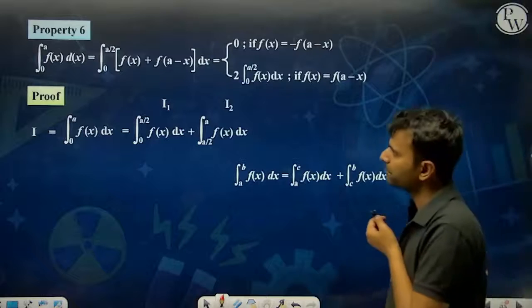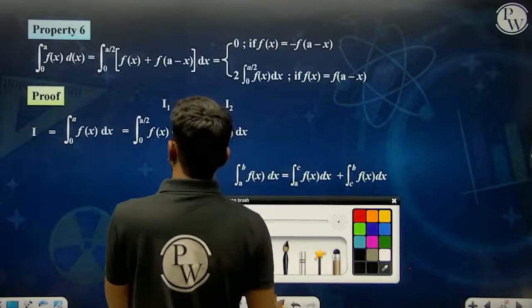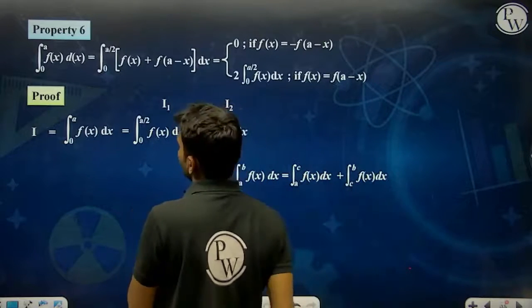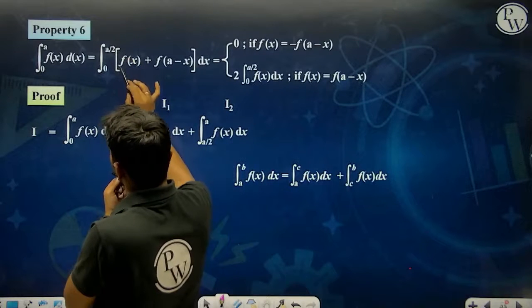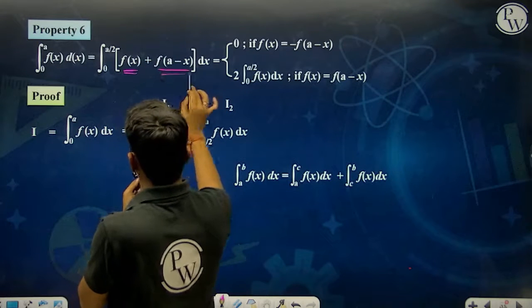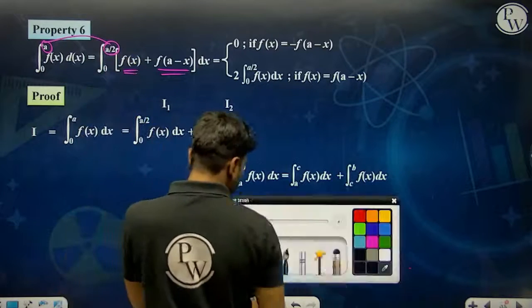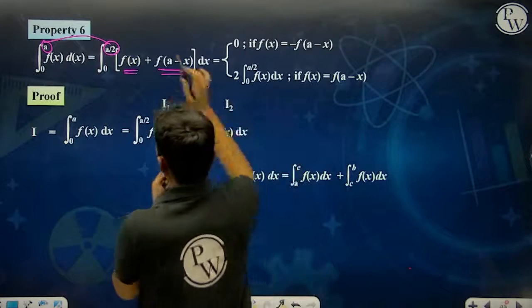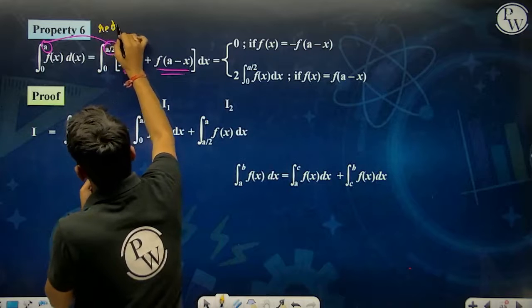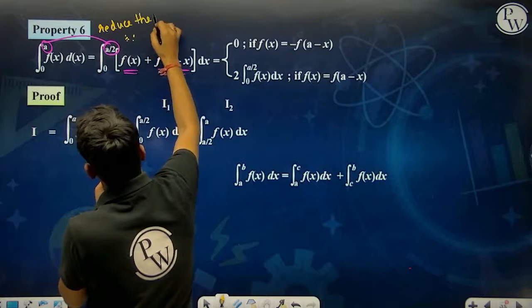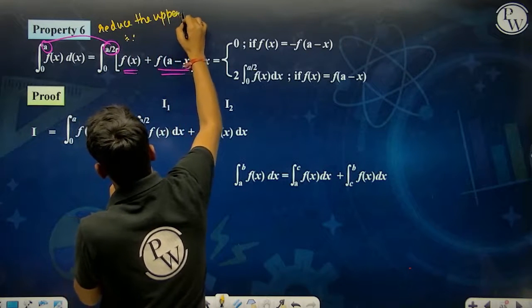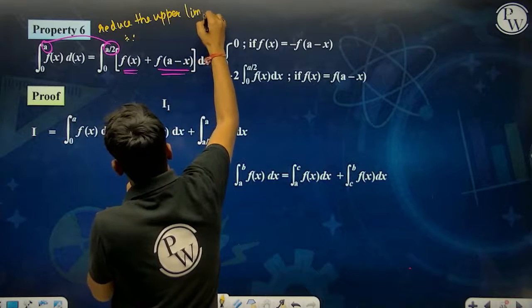So this is what, that whenever we are integrating from 0 to a, we can write down this thing as integral 0 to a by 2 of f of x plus f of a minus x. Understand that over here the upper limit is a and over here the upper limit is a by 2. Whenever we need to reduce the upper limit, we can use this property.